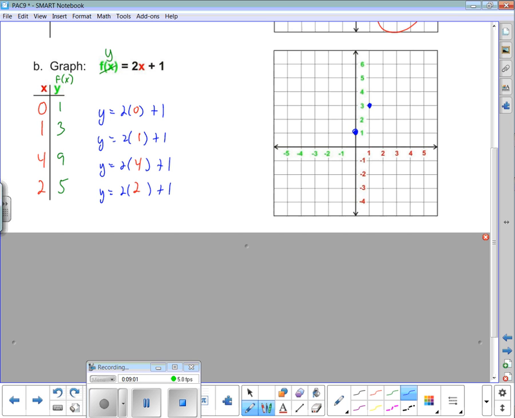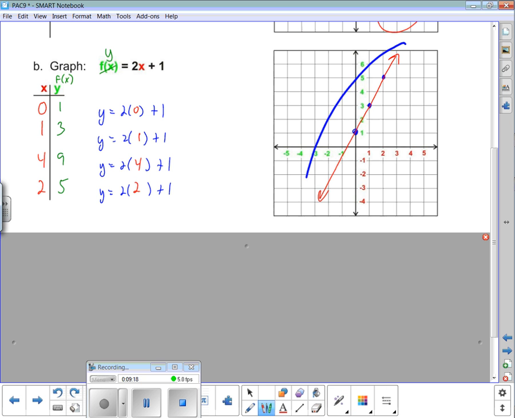All right, plot the point 2, 5. 2 to the right, 5 up. Are all 3 points in a line? Yes, they are. Draw a line through them, put an arrow on both ends. And by the way, notice what I did.